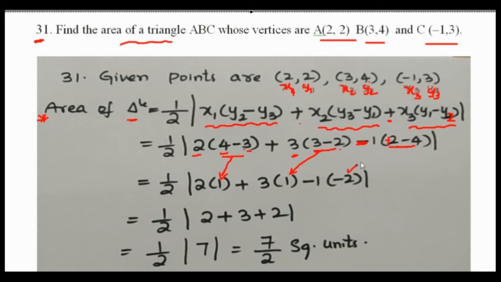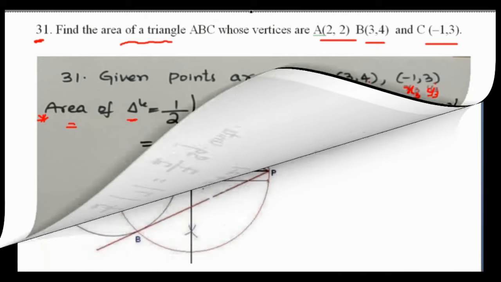4 minus 2 is 2, but the bigger number's sign we have to keep all the time. So -2. 2 ones are 2, 3 ones are 3, -1 into -2 is plus 2, because negative into negative is positive. So 2 plus 3 plus 2 is 7. So 1/2 into 7 is 7/2 square units. Area will always be represented in square units.